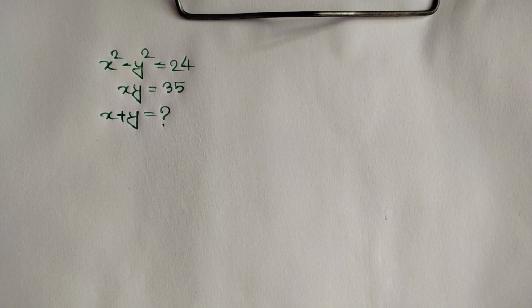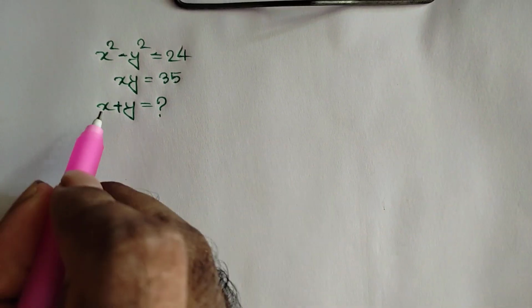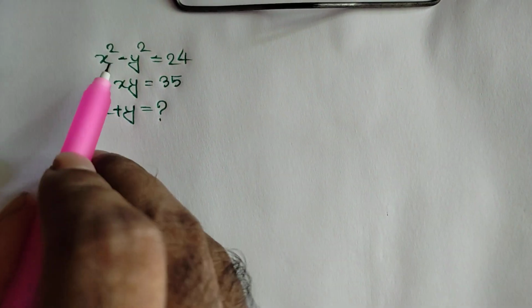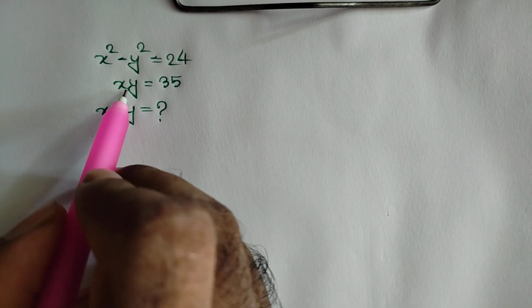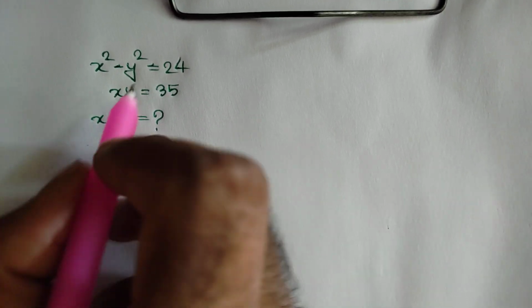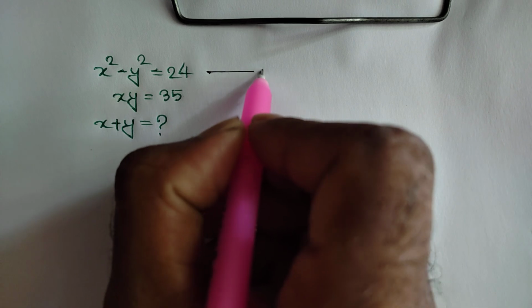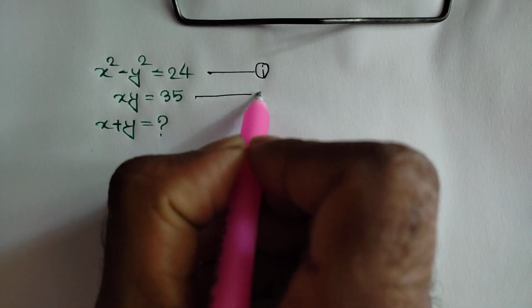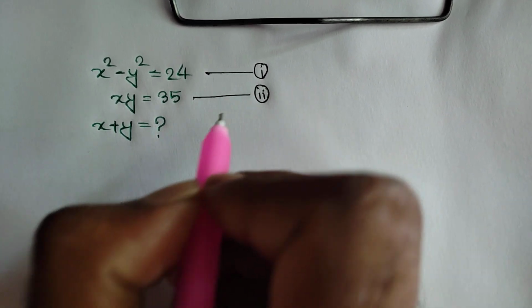Hi everyone, in this video I am going to show how to find the value of x plus y where x square minus y square is equal to 24 and xy is equal to 35. Let's call them equation number 1 and equation number 2.